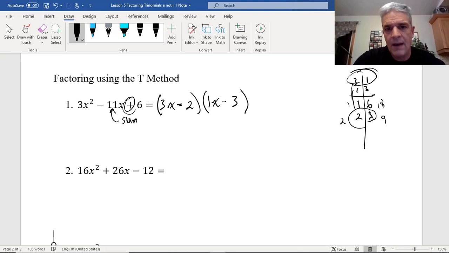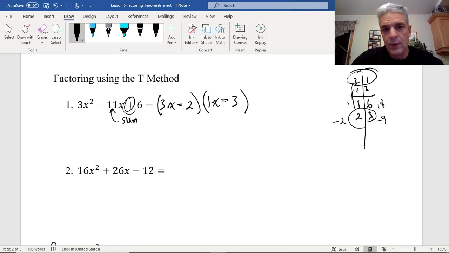And I know they both have to be minus because it's going to be minus 2, minus 9 to give me my minus 11. And you can multiply this out and check and see if you get the correct answer. And if you do that, you will see that it does work out to minus 11.